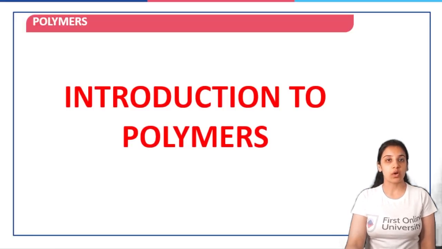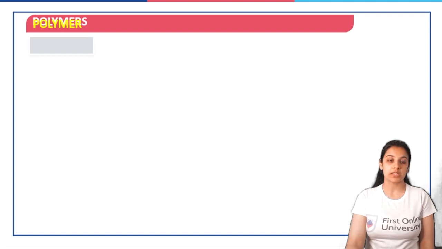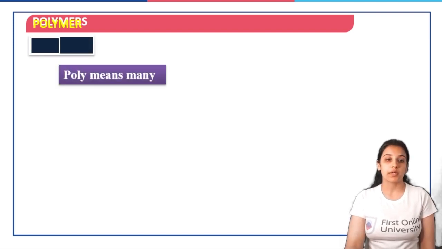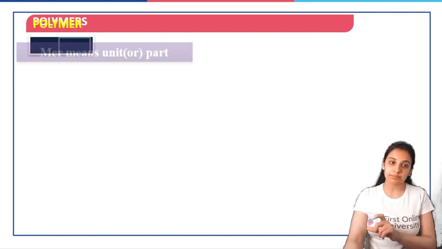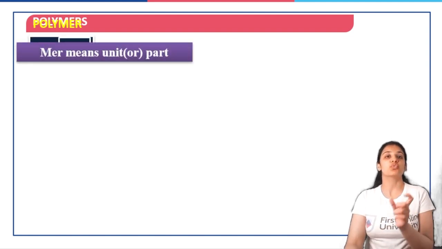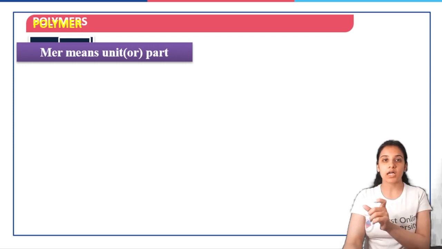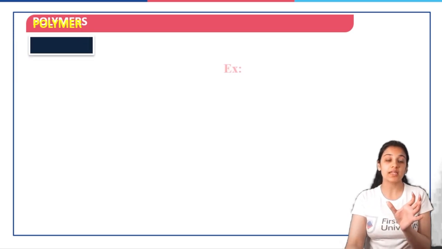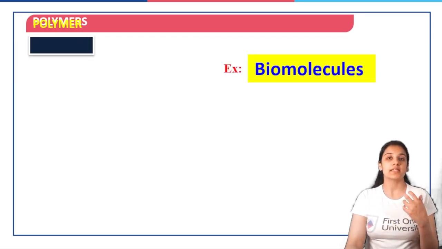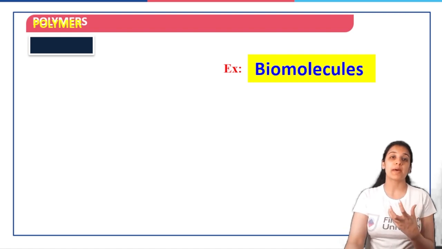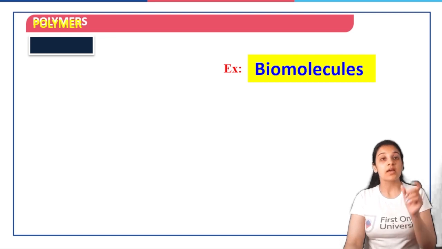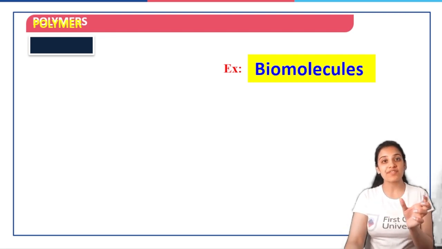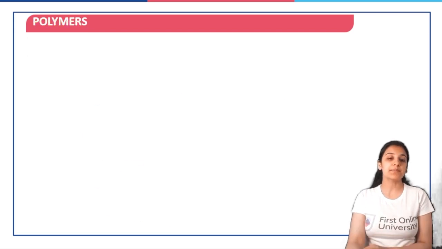Let us now first of all begin with the introduction to polymers. Now, when I talk about polymer, poly, as is clear from the name, poly means many, and mer means unit or part. So, many parts or many units, right? For example, when we talked about biomolecules such as proteins, proteins are polymers of amino acids. So, there are many units of what unit? Amino acid, right? As you can see in the picture also.